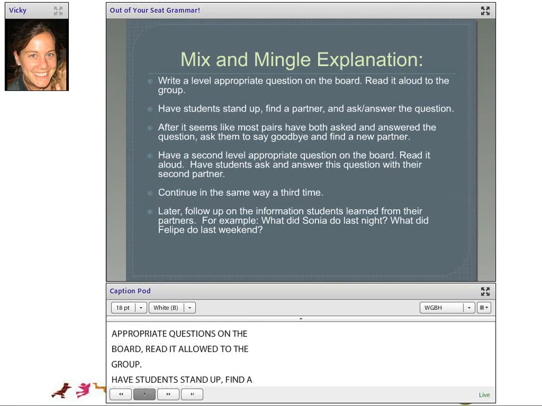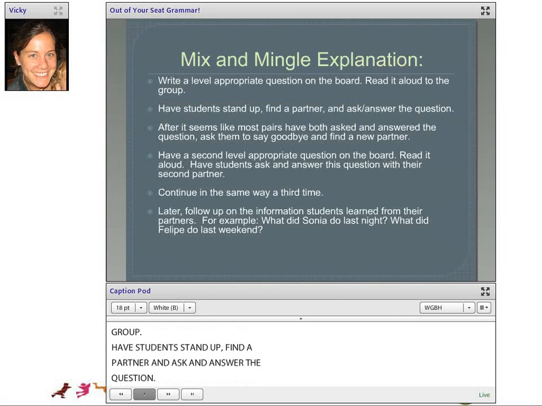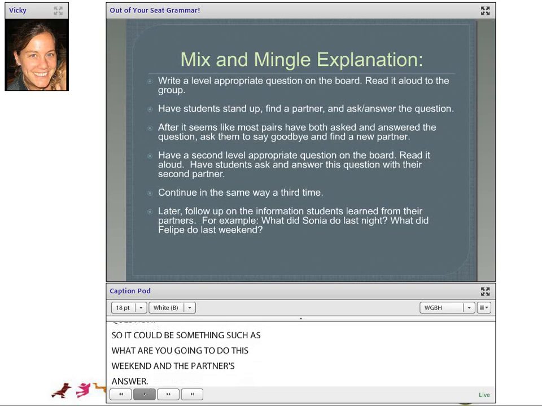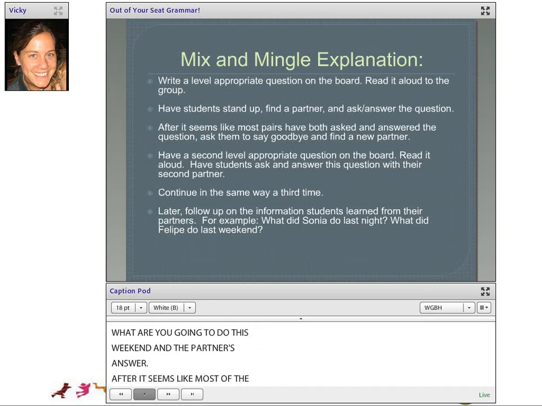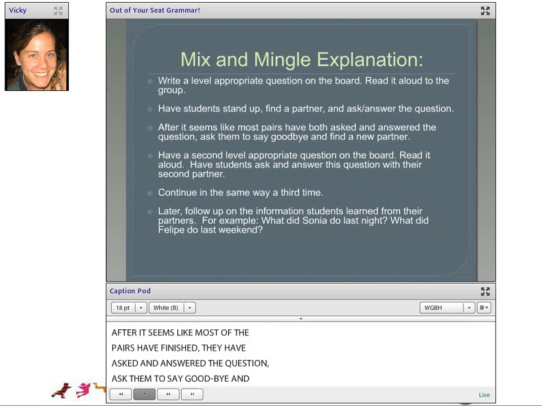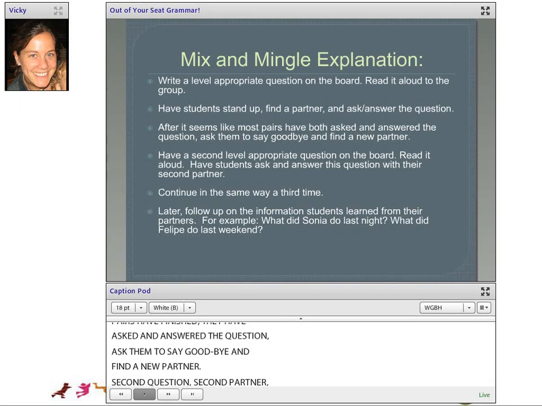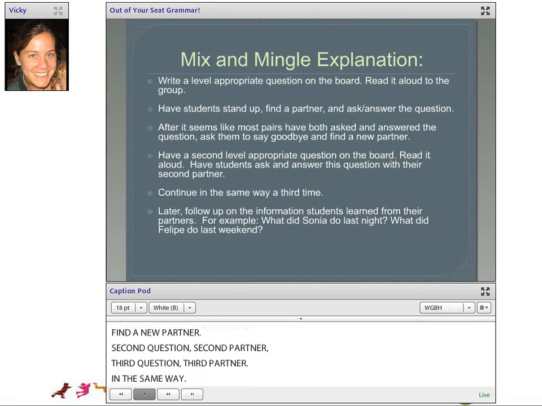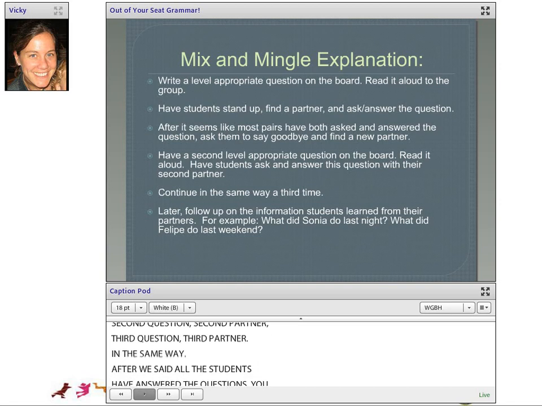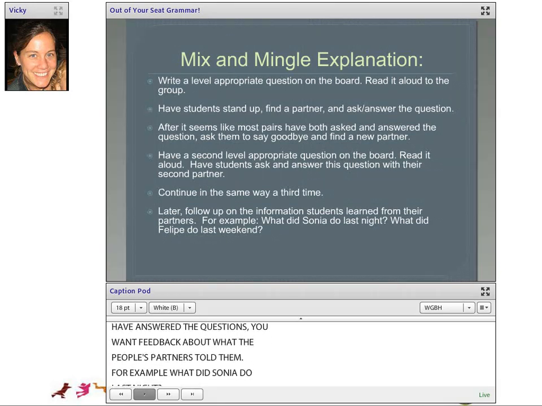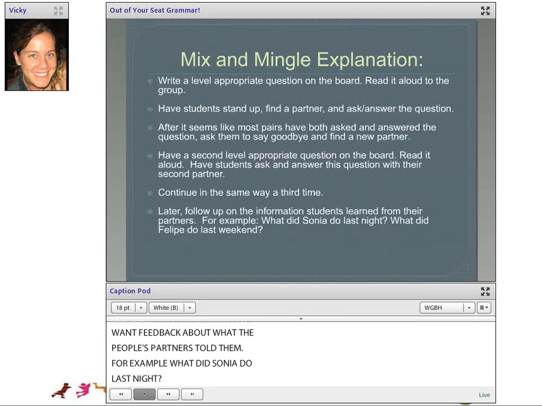So it could be something such as, what are you going to do this weekend? And the partners answer. After it seems like most of the pairs have finished, they both asked and answered the question, ask them to say goodbye and find a new partner. Second question, second partner. Third question, third partner, in the same way. And like we said, after all the students have answered these questions, you want to get feedback about what their partners told them. For example, what did Sonia do last night? What did Felipe do last weekend? So that you're hearing about what the partners did, not what they did, again. Making sure they actually listen to their partner.